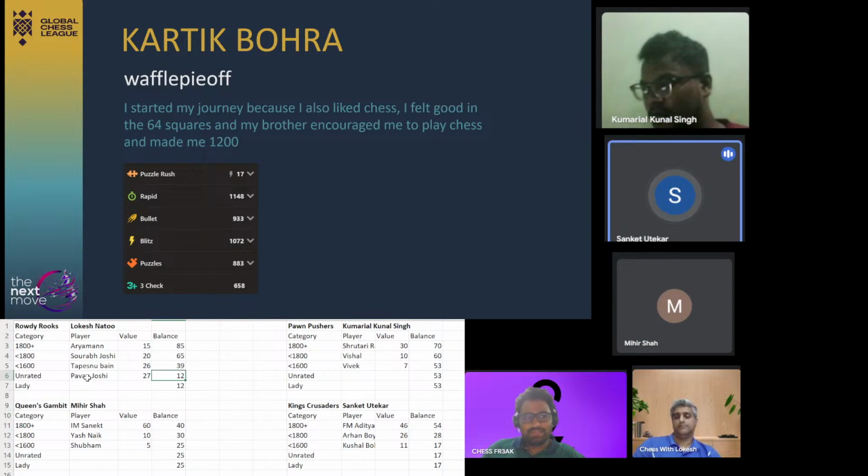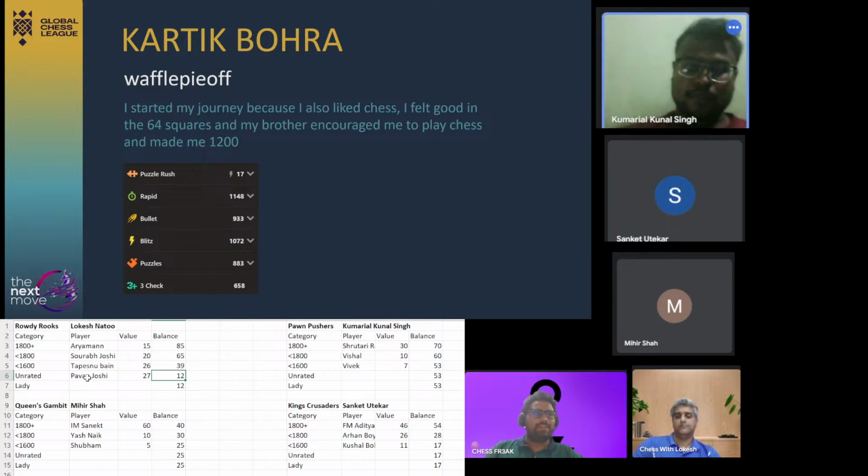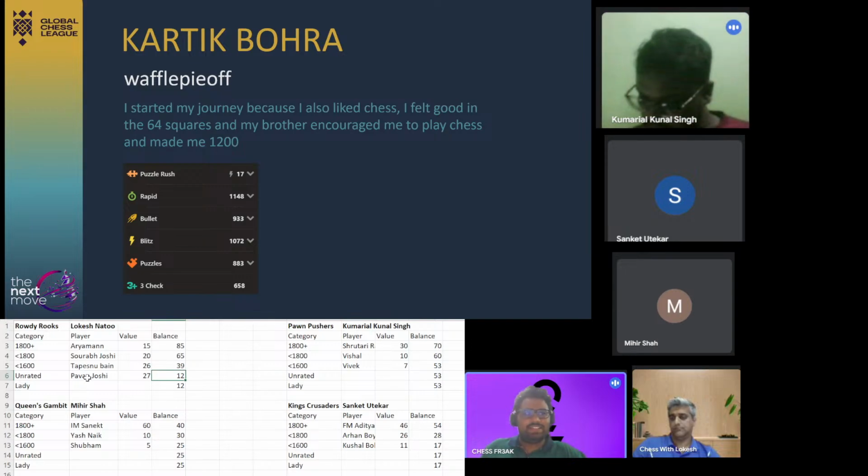What is the base price for Karthik Bora? All right, the base price is 1 point. Two. Karthik Bora, did I hear two? Yeah. So Kings Crusaders, Karthik Bora, 2 points. Do we see any bids from Kumar Kunal Singh, Mihir Shah, Pawn Pushers, Queen's Gambit? I am selling Karthik Bora for 2 points to the Kings Crusaders, going once.